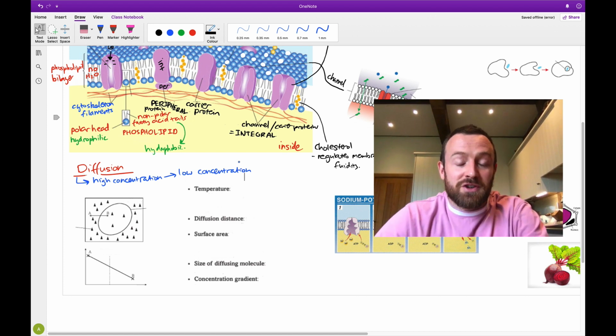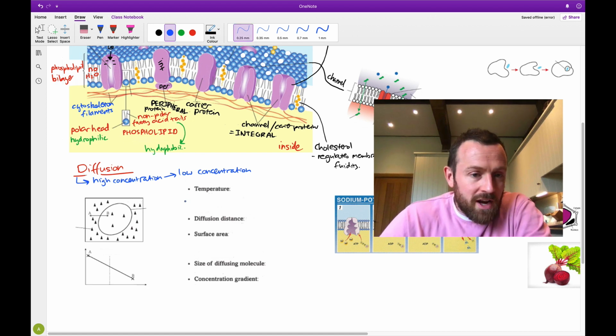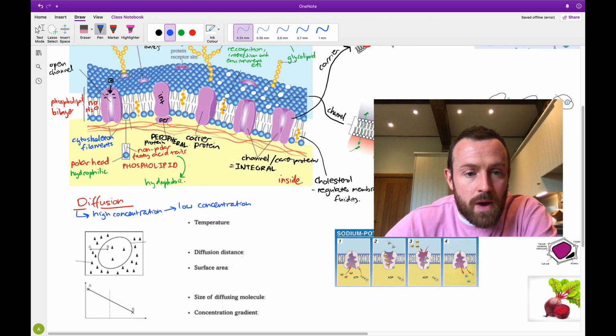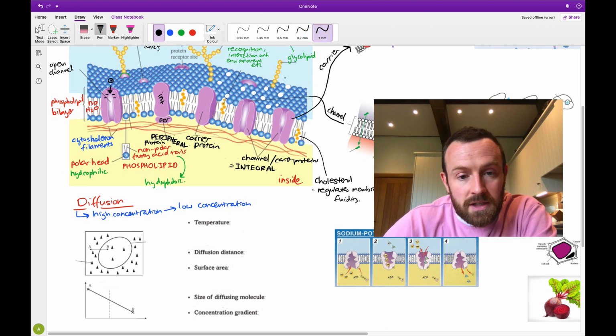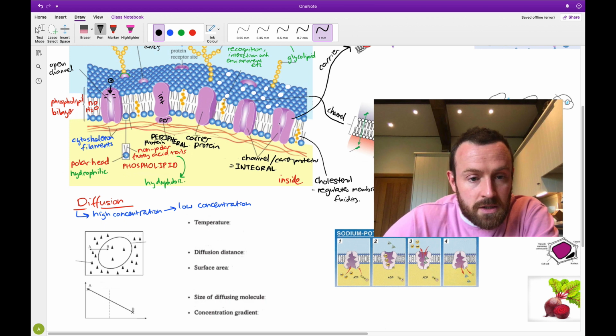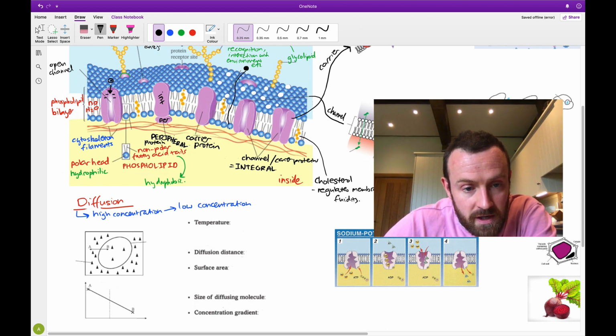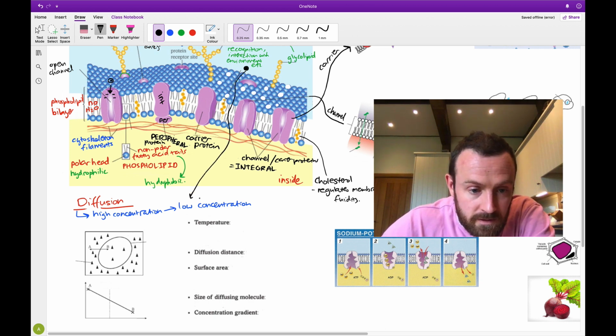So this is just diffusion through the phospholipid bilayer. What kind of things can go through the phospholipid bilayer? Let's label this up here and show a molecule diffusing. I'm going to do a black blob, a molecule over here. This black blob can just diffuse straight through into the inside, okay?